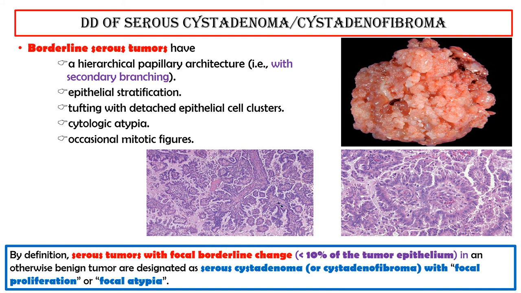By definition, serous tumors with focal borderline change in less than 10% of the tumor epithelium in an otherwise benign tumor are designated as serous cystadenoma or cystadenofibroma with focal proliferation or focal atypia.